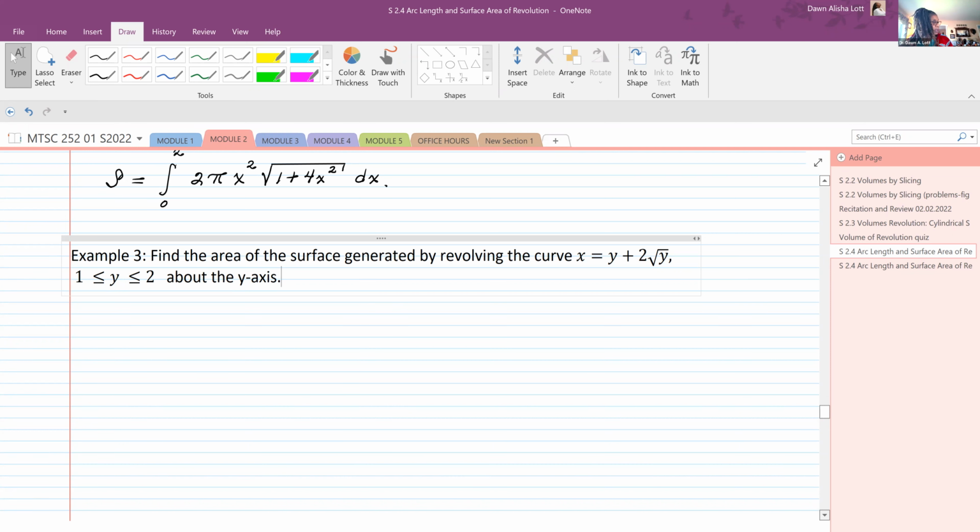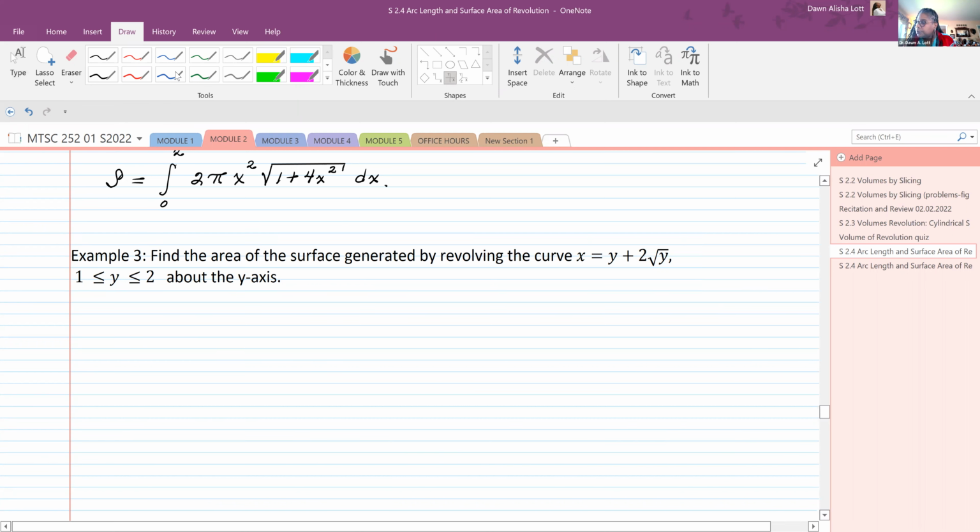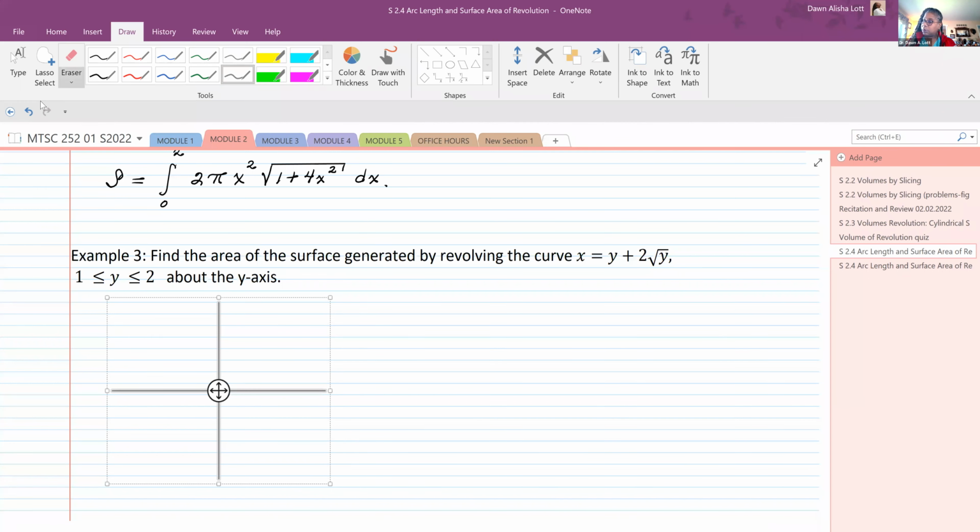Okay, so it looks something like... Even if we don't know what it looks like, I'm going to draw it anyway. It's not really necessary for this problem. Actually, I'm not even going to draw it because it's not necessary. Let's just do the problem.